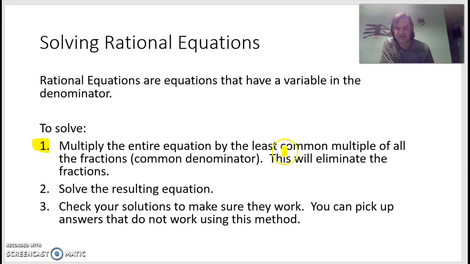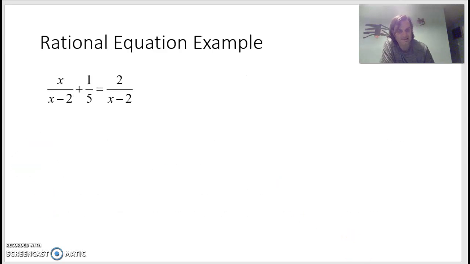After we get rid of the denominators, we're going to solve the equation in whatever way we normally would. And then for the way we're working here, we need to check our answers to make sure they work, because we can pick up extra answers here like we picked up when we solved the root equations. So let's see how this works.